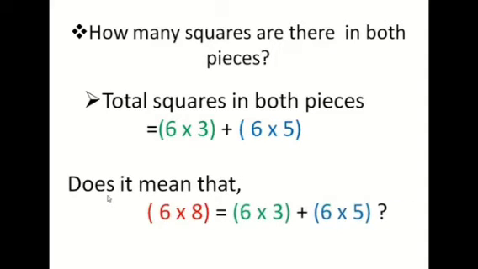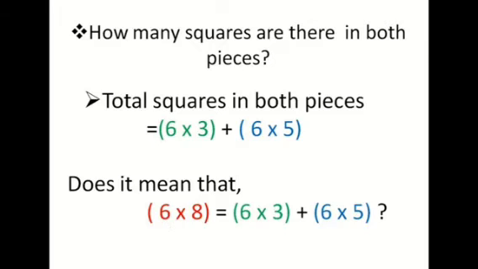So I have written my question very clearly here. Does it mean that 6 by 8, the original grid, is equal to 6 by 3 plus 6 by 5? As we have counted the number of squares, how many squares are there in the 6 by 8 grid? Are they the same with these 2 grids? You just think on that.